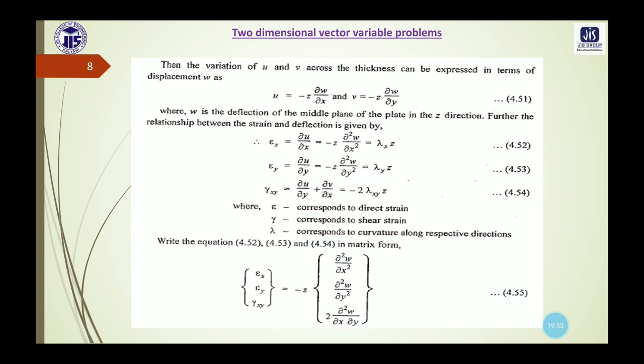Now if we write the above three equations in matrix form, then we can write a column matrix of epsilon x, epsilon y and gamma xy equals minus z multiplied by a column matrix which consists of del 2 w by del x 2, del 2 w by del y 2, and 2 del 2 w by del x del y. So this is our equation number 4.55, which represents the relationship between the strain and deflection.